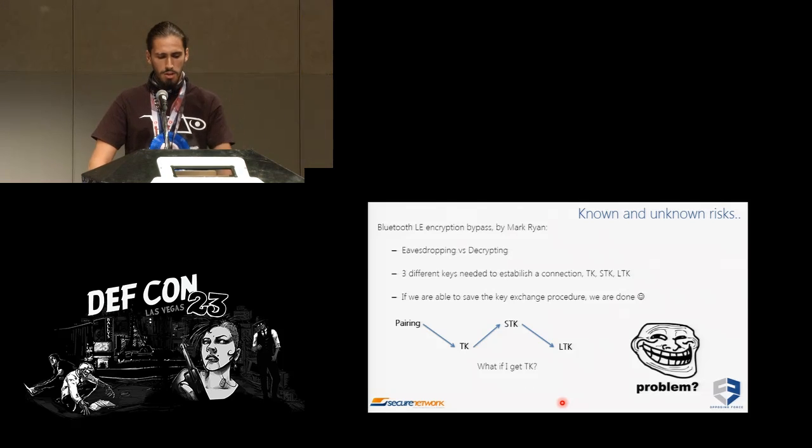Just the last thing, about a Bluetooth Low Energy encryption bypass. There are three different keys needed to establish a connection in Bluetooth Low Energy. The nice thing is that after the temporary key, TK, is generated, the way in which it is generated is actually transmitted in plain text over the air. So the problem is that if I'm able to decrypt the TK, I'm able to get the short-term key and the long-term key from this procedure. So it is a problem.